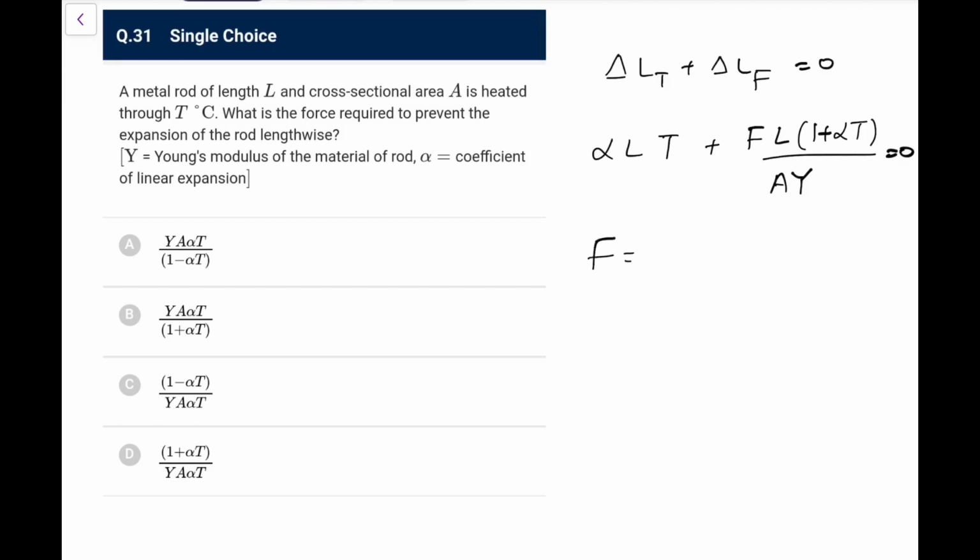So F comes out from here as minus AY alpha L, and L will cancel, so minus AY alpha T into (1 plus alpha T). That is what you can write. So that is the more appropriate option here. This is the second time this is being repeated in one of these tests.